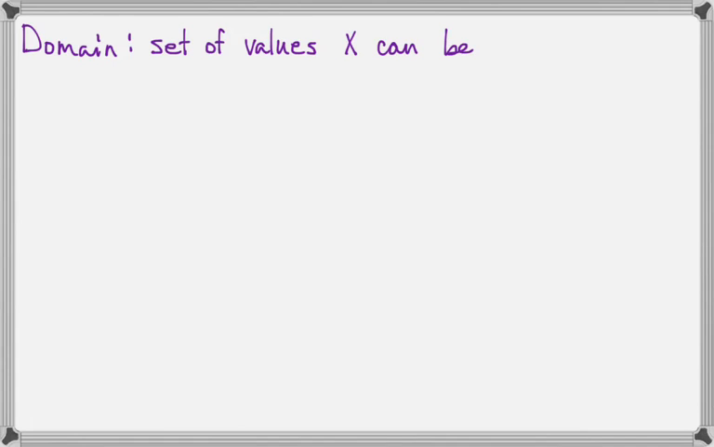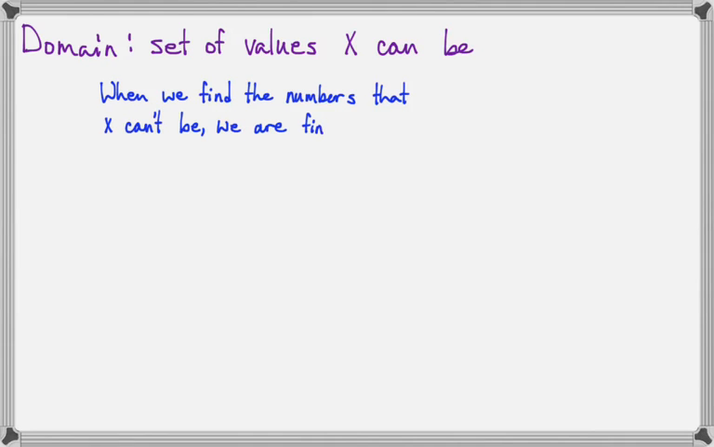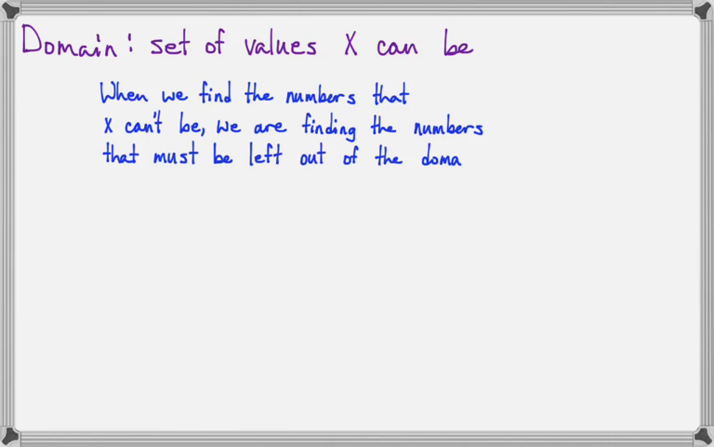So domain is just a word for all the values that x can be. And when we find the numbers that x can't be, we're actually finding the numbers that must be excluded from the domain.